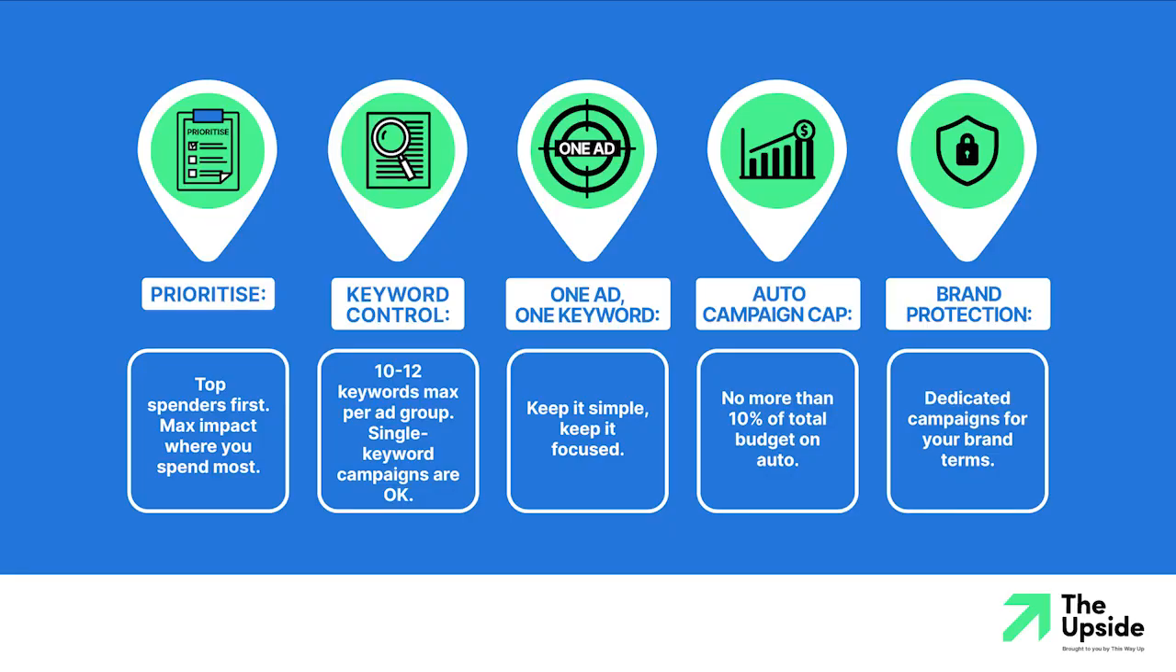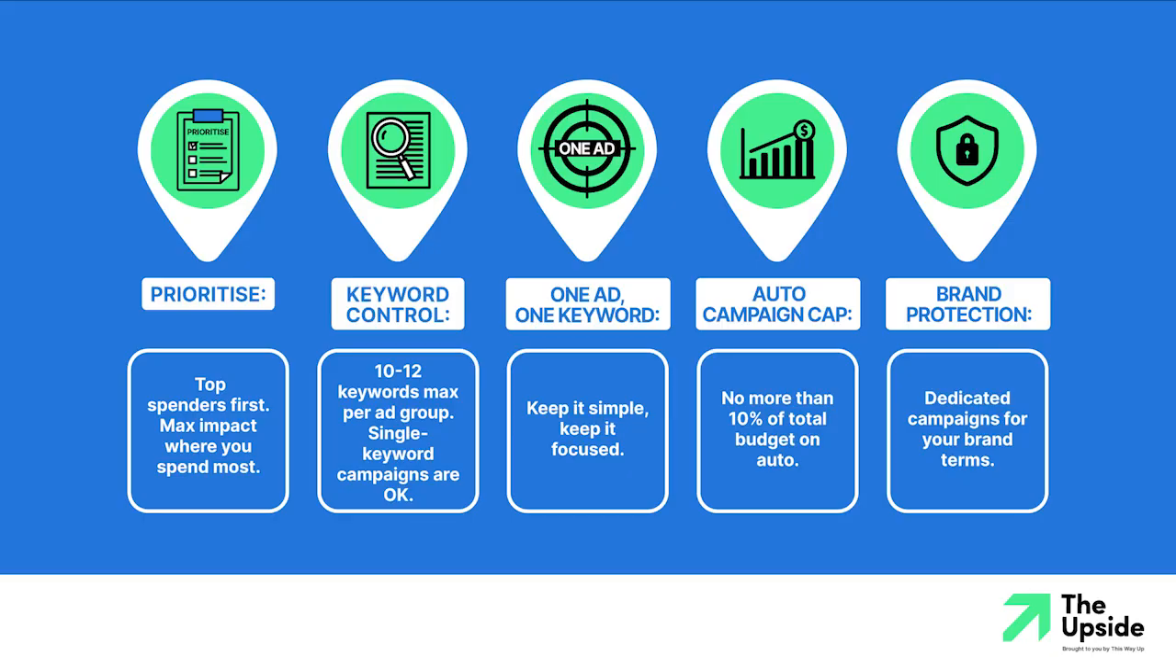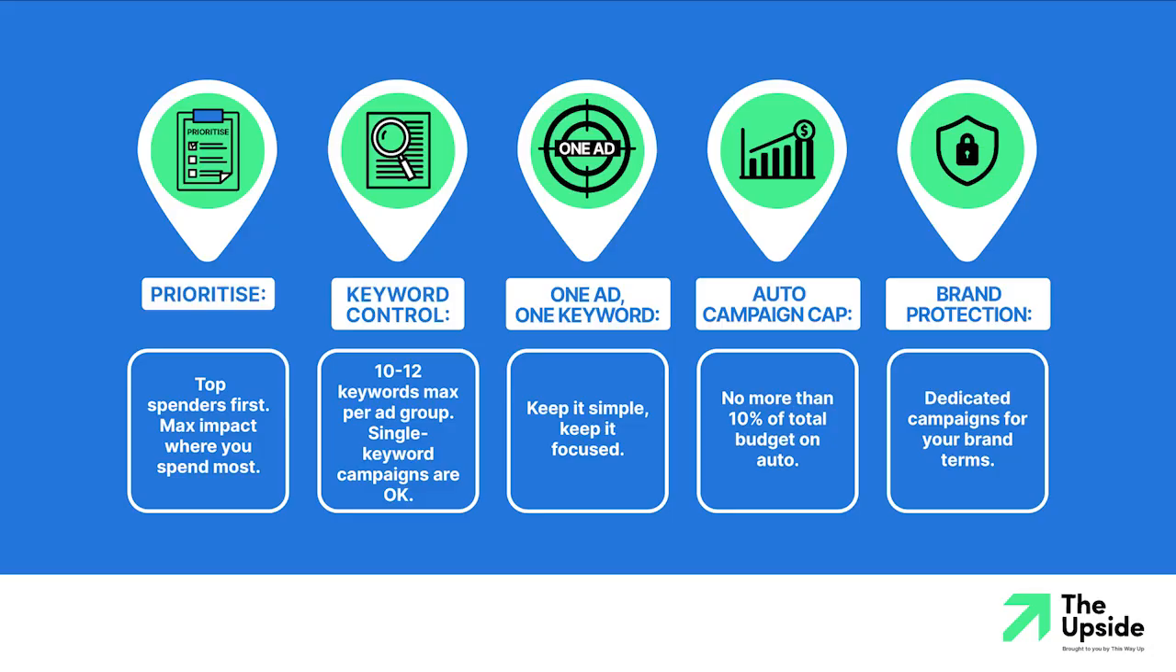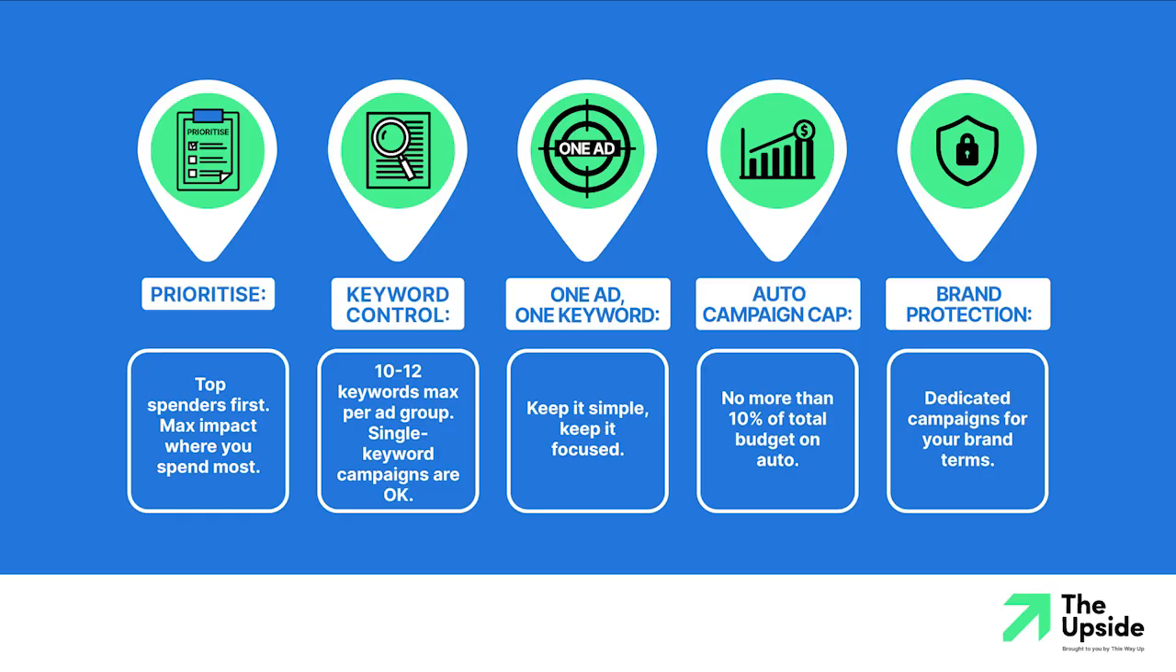When you're looking at your campaigns, always sort by how much you're spending. The most at the top, spend more of your time there because that's where you're going to save more and have a bigger impact. Always make sure that you don't have more than 10 to 12 keywords per ad group. Remember, it's absolutely fine to have single keyword campaigns, only targeting one keyword, and make sure that your auto campaigns are not spending more than roughly 10% of your overall ad budget. Finally, final takeaway, make sure those brand search terms are segregated out into their own campaigns so that they're not overstating the results on those keywords that are more generic.